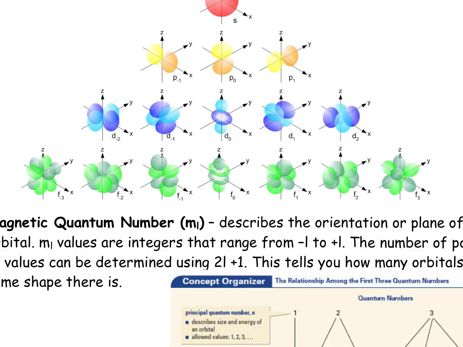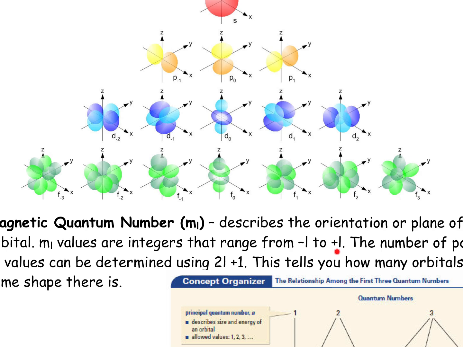The third quantum number is called the magnetic quantum number, or the ML value. It describes what orientation or plane the orbital you're searching is on. What I mean by that is if you have p orbitals, you can actually stack them on top of each other. In terms of what axis they're on, you could have a p that's centered on the x-axis, you could have a p orbital centered on the z-axis, or you could have a p orbital centered on the y-axis. And each of those axes or planes of orientation are denoted by an ML value.